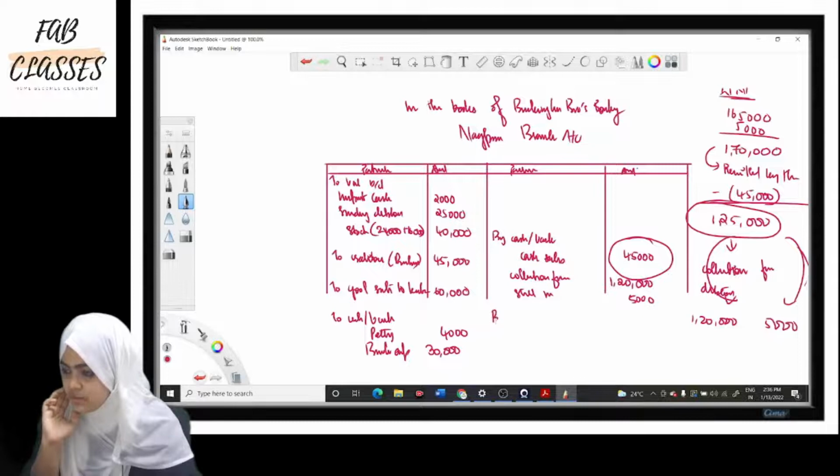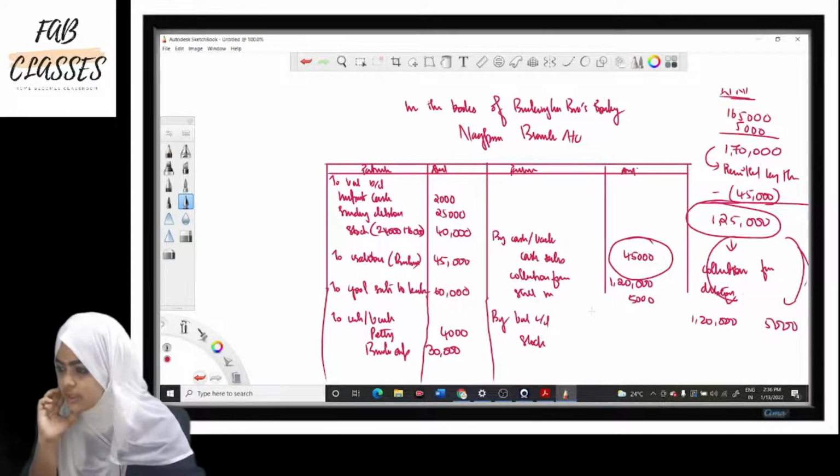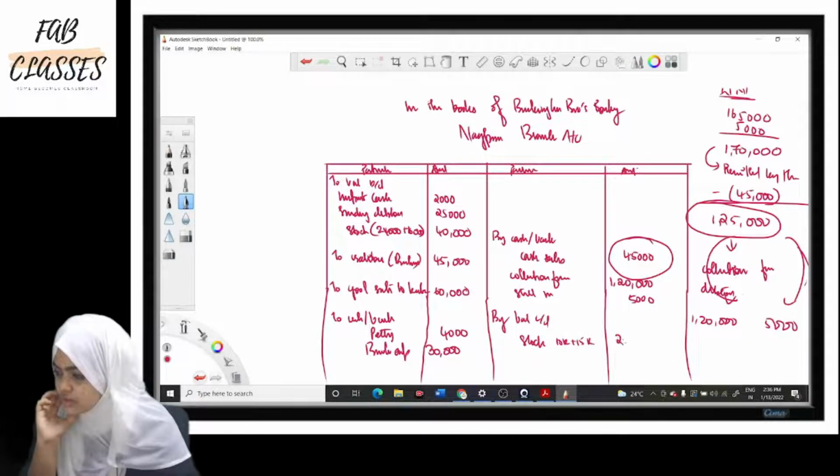So we are closing the assets, okay? By balance carried down, the stock would be, one second, let's do it like this only. Okay, so the stock was 10,000 plus 15,000, the stock value would be 25,000.